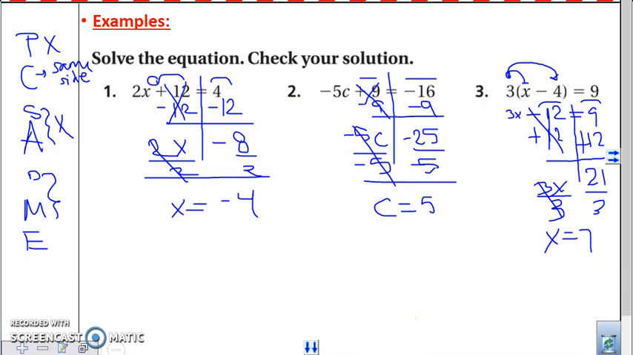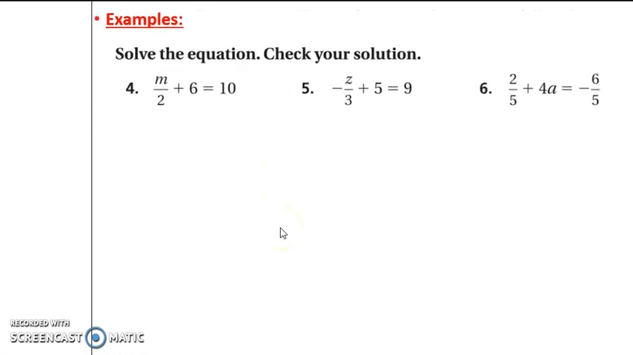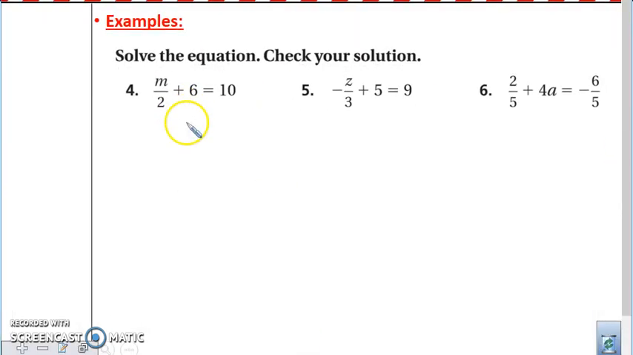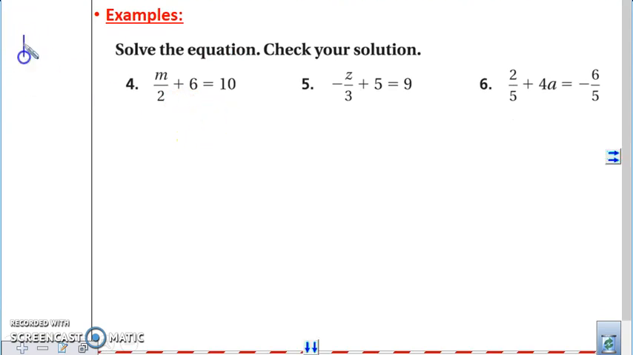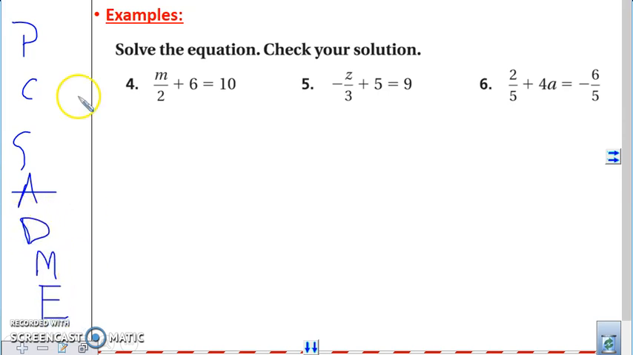We're going to move on to the rational world now, meaning decimals and fractions. So brace yourself. Again, we're still using PC SAD to remember what to undo first. Our order of operations backwards, first making our problem easier. PC, parentheses? Nope. Like terms on the same side? Nope.